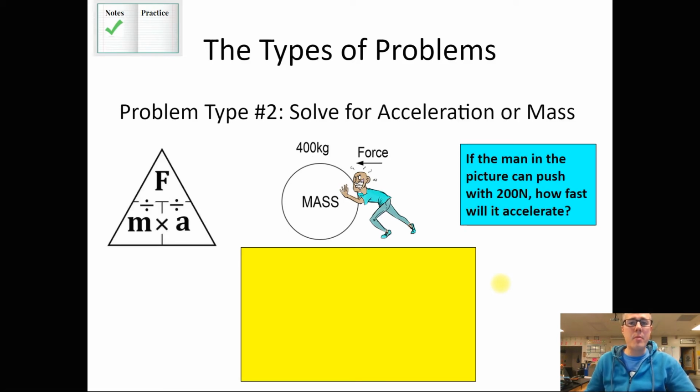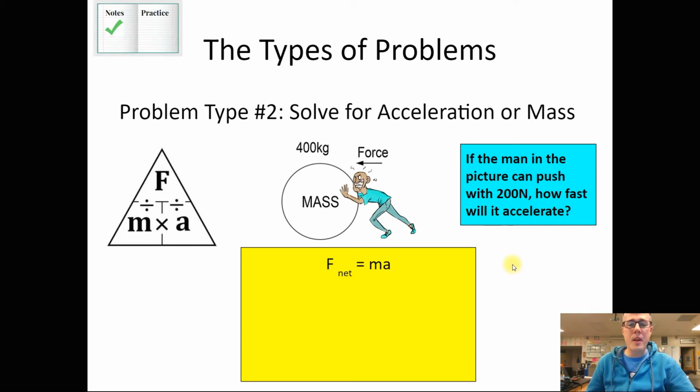The second type of problem is one where we would have to either solve for acceleration or mass. And this is where the triangle might come in handy. I'm going to show you using just algebra, using the original equation, but you could also start by rearranging things using the triangle also. It'll work either way. So we've got the same guy, the same boulder, 400 kilograms, and we're going to say this time, let's say that he was able to push with 200 newtons, and we want to figure out how much it's going to accelerate. So we're solving for A this time, but we're still going to start with our equation.